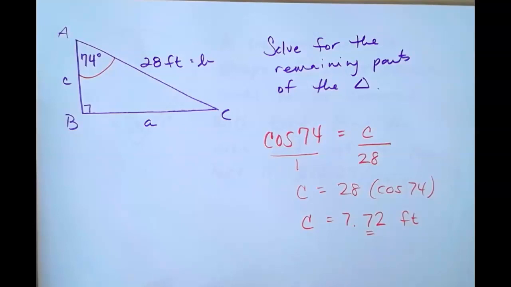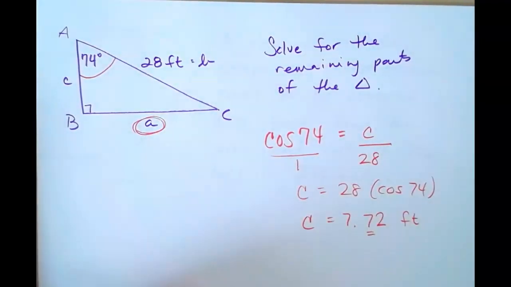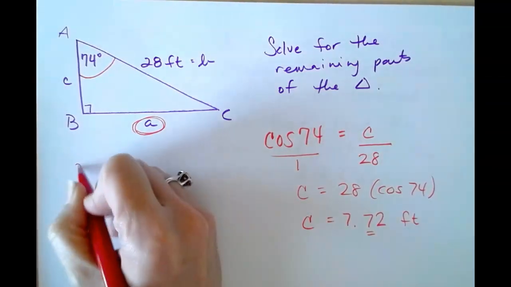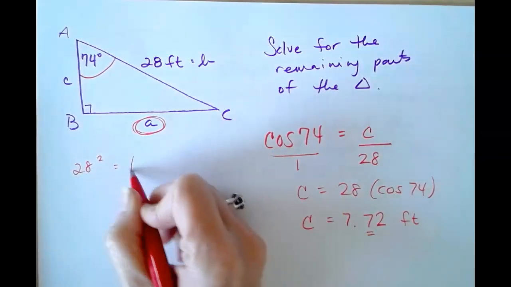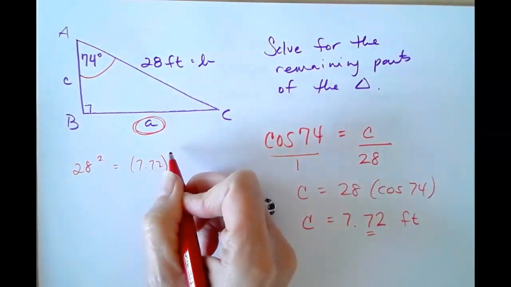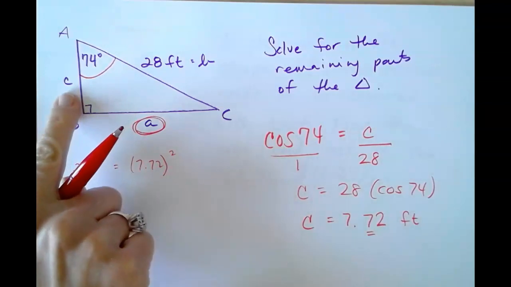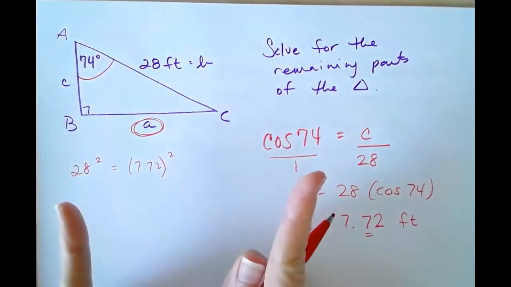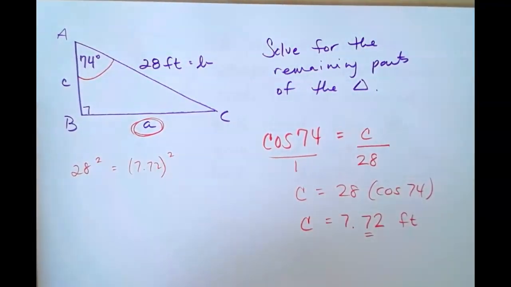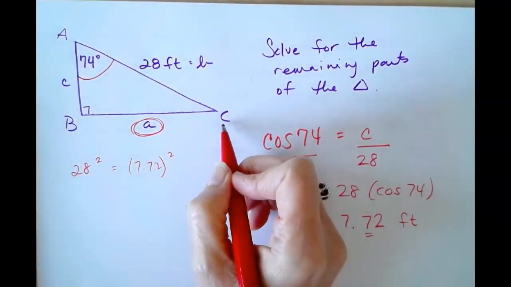So let's keep going here, and we could continue to use trigonometry, or we could just use geometry here in order to find missing sides. If we want to go after A, we can just use the Pythagorean Theorem. So 28 squared equals c squared, which is 7.72. And do notice that little c is opposite, or being projected by, angle C. And angle C is clearly the smallest angle.